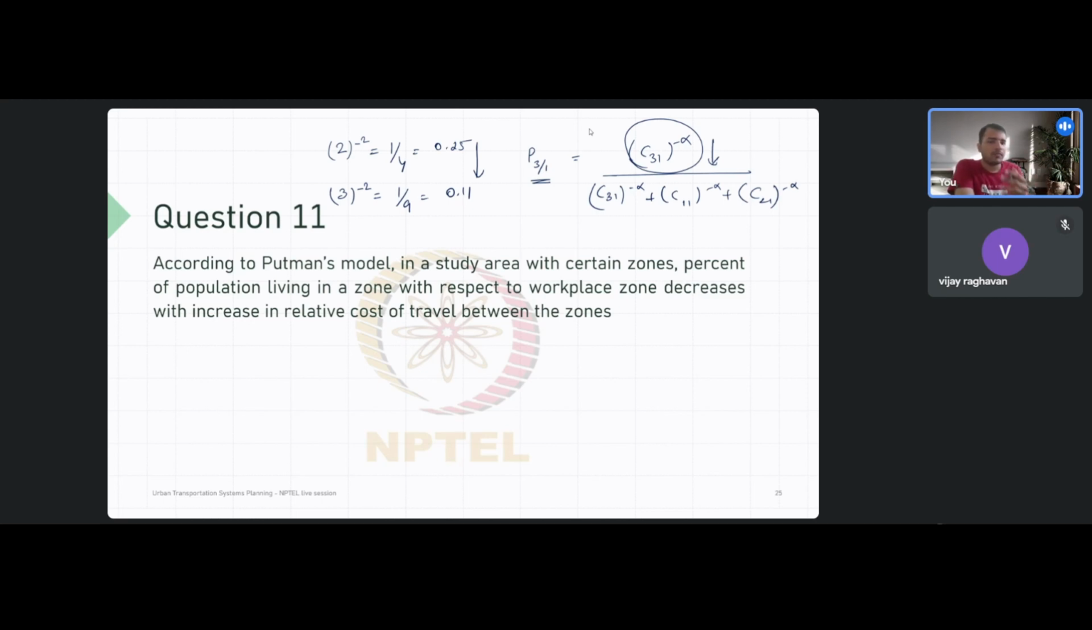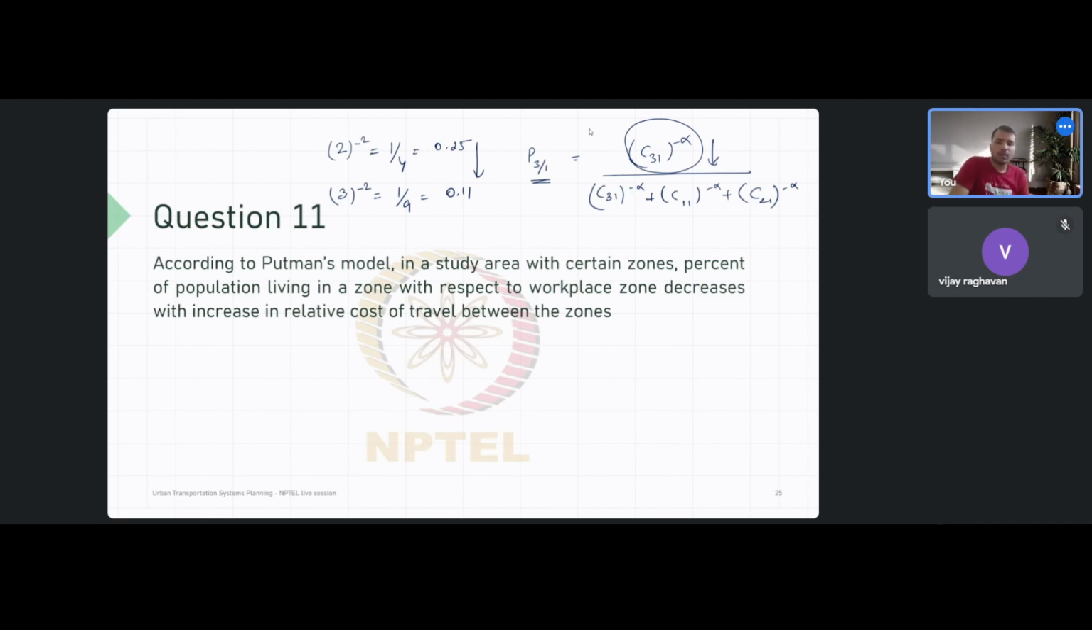Even if we see it logically without going into all this formula, if the relative cost increases, that is, if there is a workplace and someone lives 20 kilometers far, it is very less likely that people will try to live there. It will take 1 hour to go, 1 hour to come back, too much travel time. So they will want to locate somewhere closer. The higher the cost of travel, the fewer people will live at that distance.